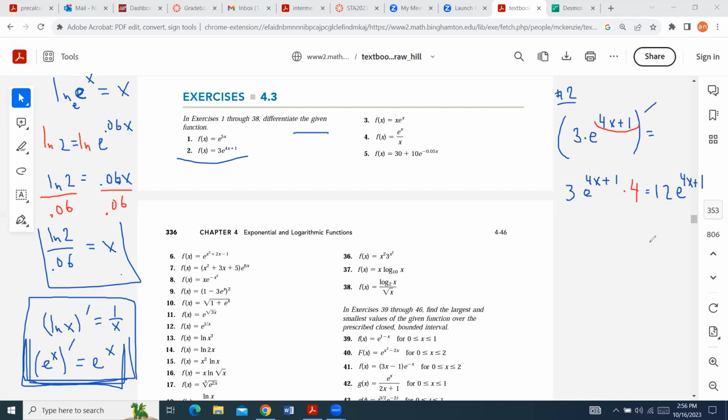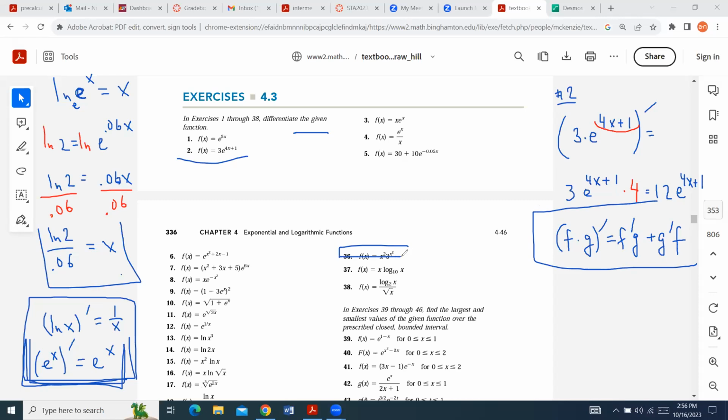There are also properties for derivatives of product and quotient that this section will expect you to use. So it's f prime g plus g prime f. Remember that formula? Derivative of product. Not favorite, but I guess in the exercise, like say 36, you have to use it. Actually, I don't want to do this exercise today. I'll do it next time.